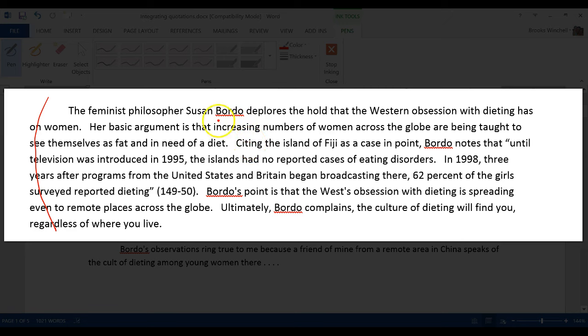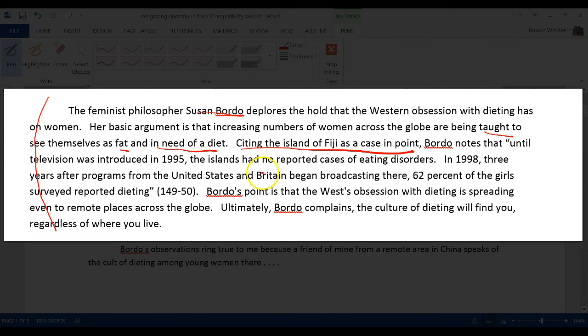The feminist philosopher Susan Bordeaux deplores the hold that Western obsession with dieting has on women. Okay, so it's about the obsession with dieting. Her basic argument is that increasing numbers of women across the globe are being taught to see themselves as fat and in need of a diet. Citing the islands of Fiji as case in point, Bordeaux notes that until television was introduced in 1995, the islands had no reported cases of eating disorders.